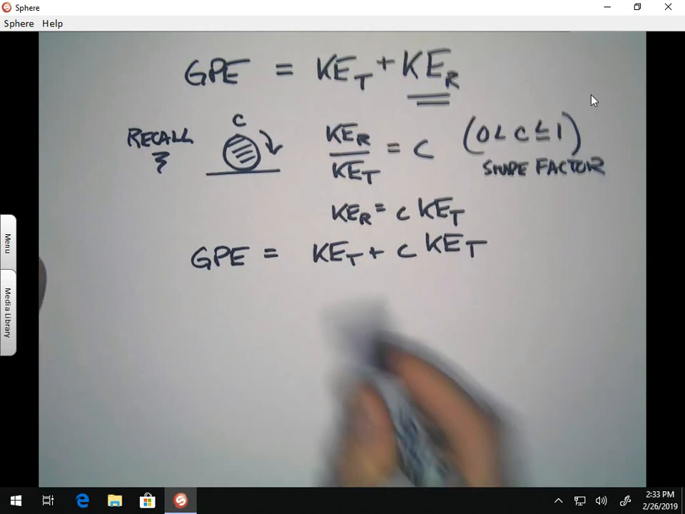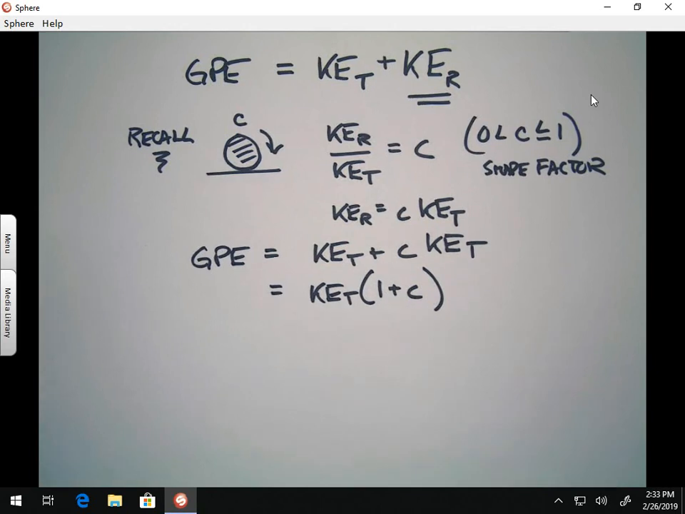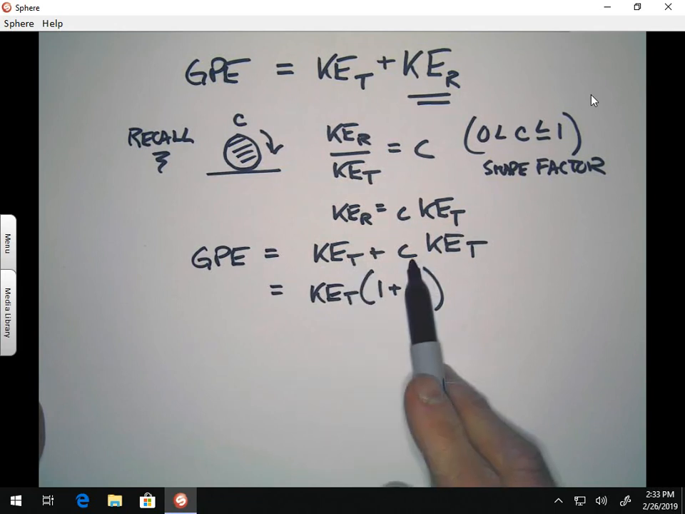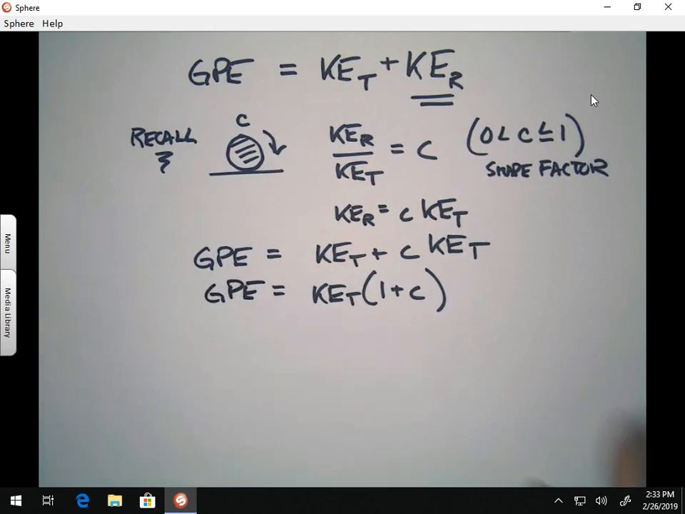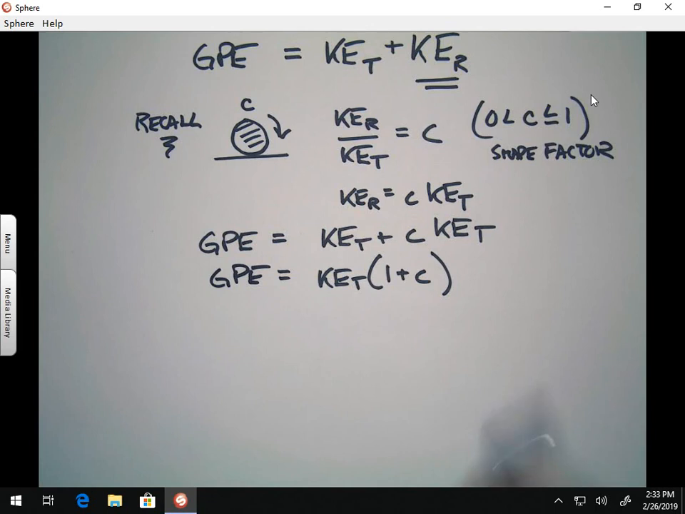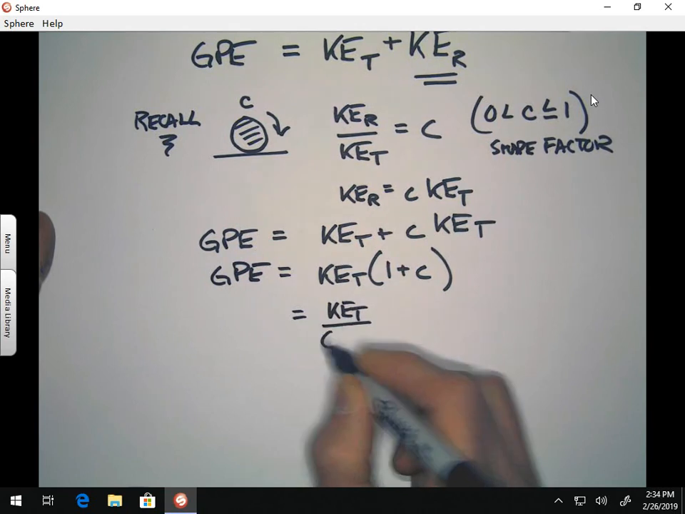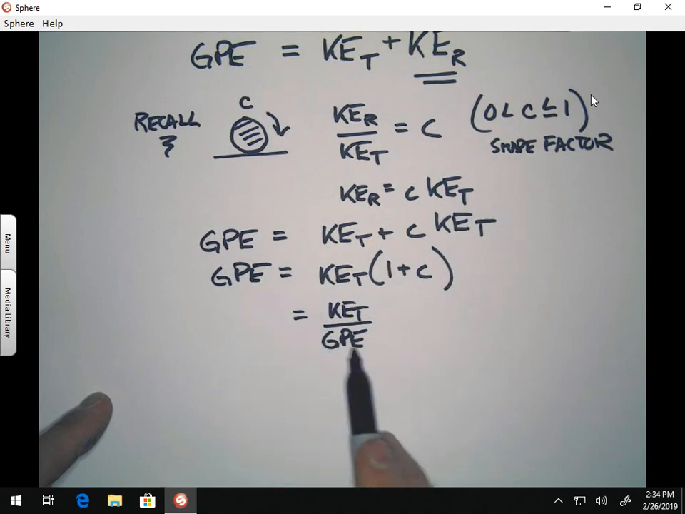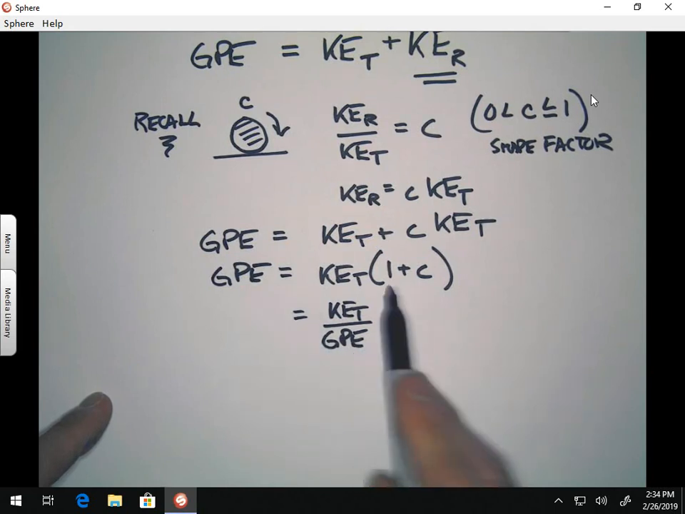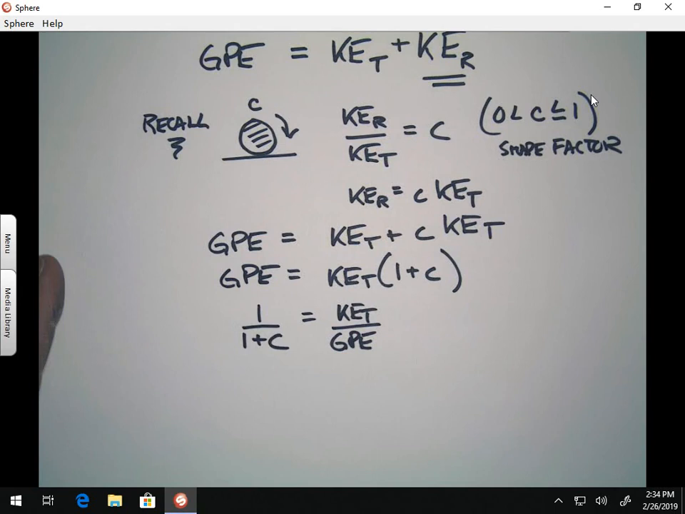The nice thing about that is that now you can factor out KET. Remember, by algebra, there's an implied 1 here. Of course, there's a C there. And so you factor out and you get this 1 plus C. I'm going to leave the math to you, but I hope you can see that if I divide both sides by the GPE, then the GPE comes over on the right side. But then I'm going to divide both sides by 1 plus C, and that puts that over there on the left.